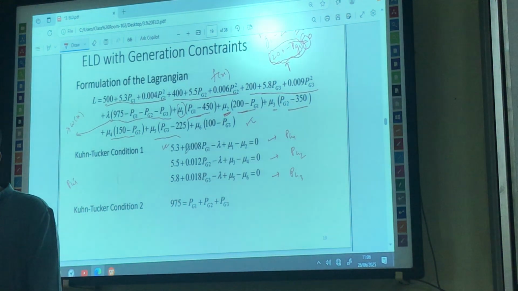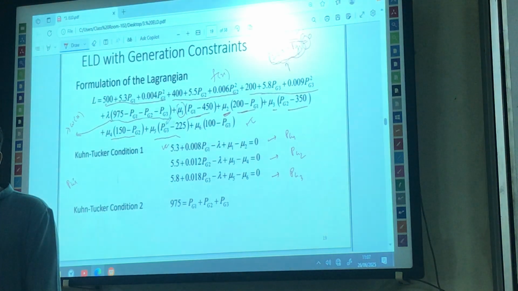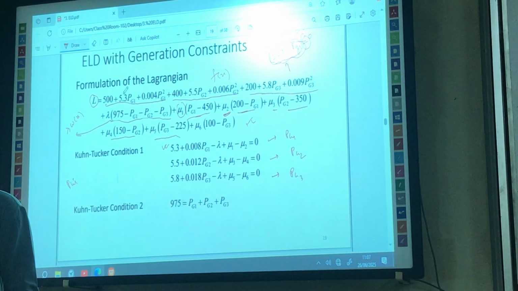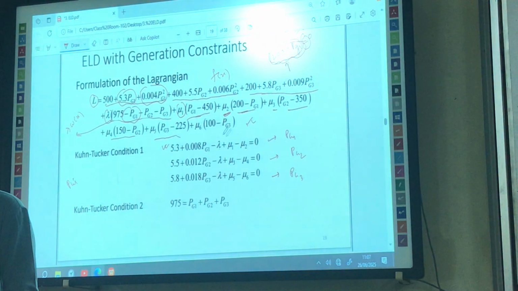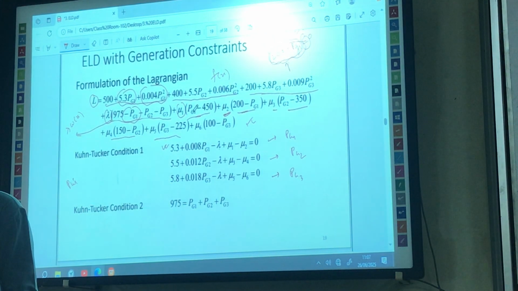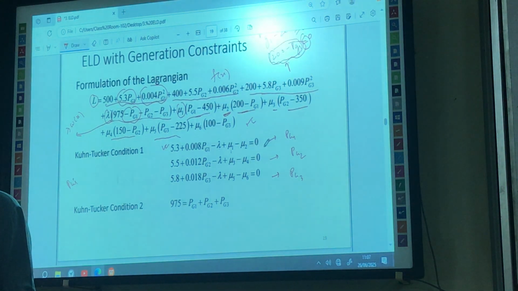Now look at the first one. How can we get this Lagrangian? We have to do the partial derivative with respect to the Pg1. Pg1 means what is the Pg1 term here? So it will be 5.3. It will be 2 multiplied by 0.004. That will be 0.008 Pg1. Okay. Then look here, this lambda multiplied by this minus Pg1, right? So it will be simply minus lambda. Okay. Then here with the mu1 term, mu1 Pg1. So it will be simply plus mu1. This is mu1 minus Pg1. So it will be minus mu2 equals to 0, right?